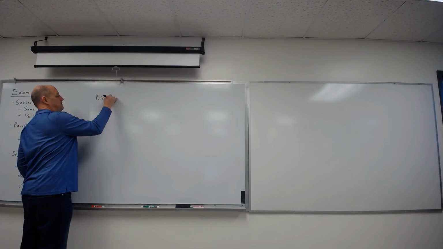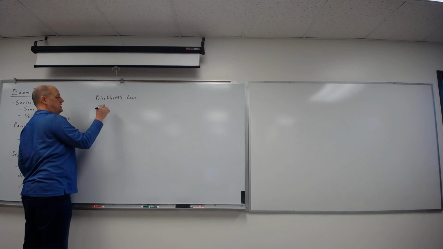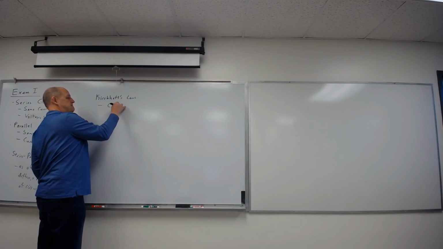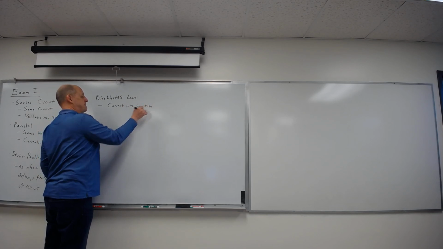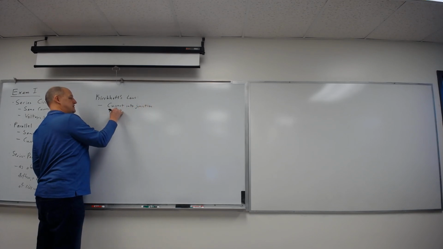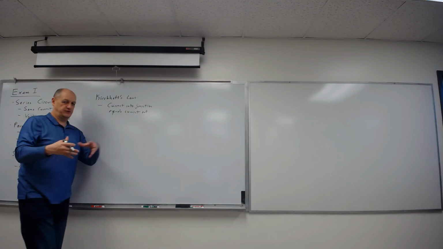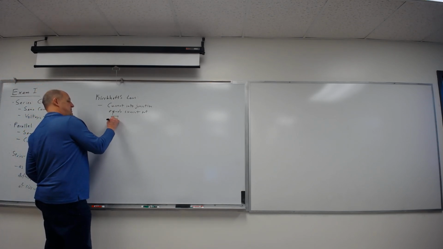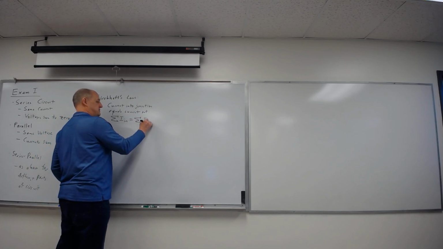Kirchhoff's law is part of all of those. So the 2 laws there are, current into the junction equals current out. So all the current that flows into a connection flows out of the connection. And we can write a mathematical equation for it. In fact, we can actually frequently write a little summation symbol, all the current in equals all the current out.